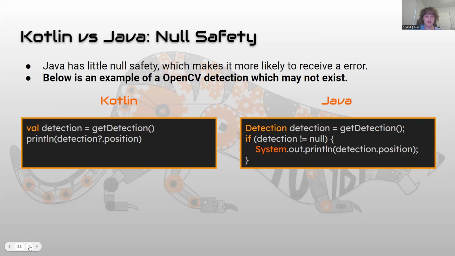Kotlin won't let us do that, and we have to explicitly define that we know it could be nullable, and then we can work off of that. It won't let us do operations on a null without declaring that we know it will be a null.